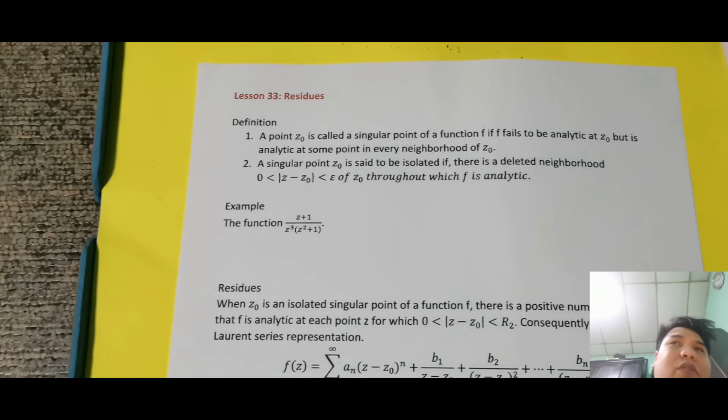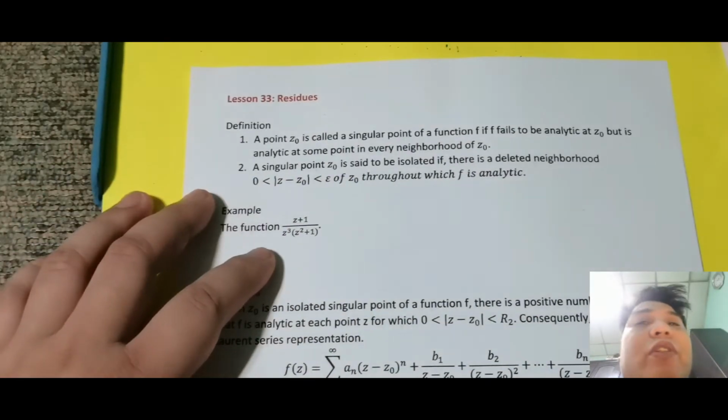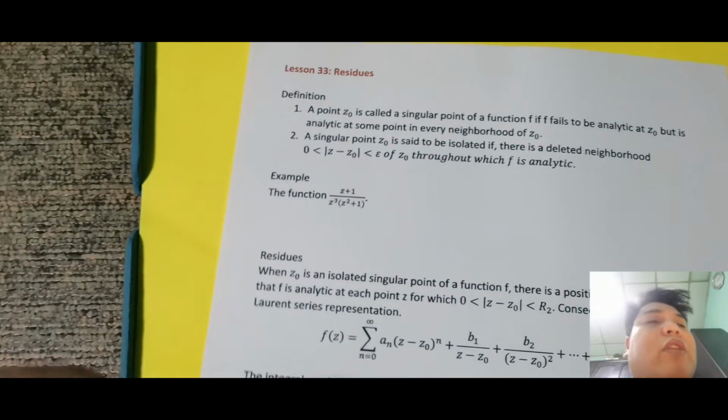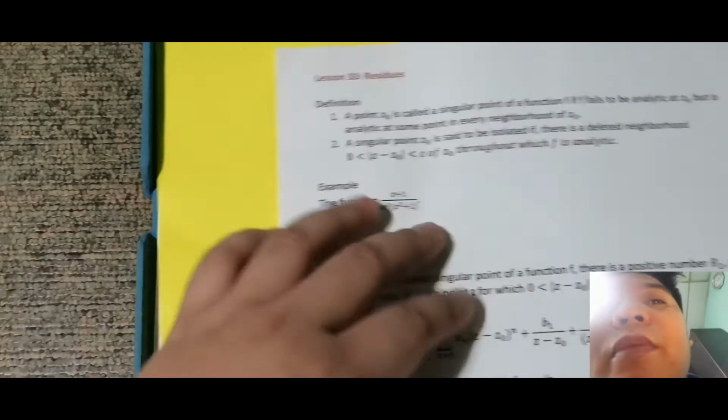So paano natin kukunin yung singular point ng isang function? Ganito lang kasimple. Kung siya ay fraction, okay, more specifically talaga dito fraction eh. Kung siya ay fraction, equate mo lang yung denominator sa 0, tapos kunin mo lang yung zeros niya. So tulad nito, the function (z + 1) over (z cubed + z squared + 1). So kung napansin mo, siya ay fraction, so may denominator siya. Equate ko lang yung denominator sa 0.